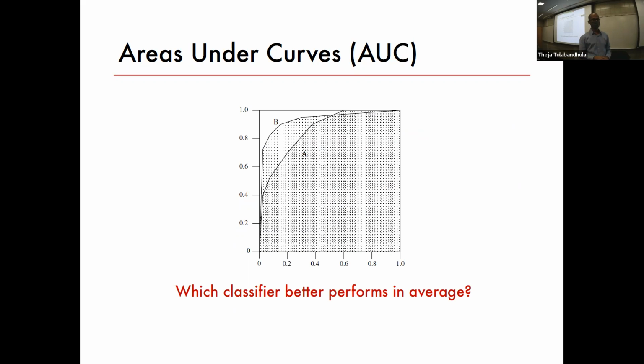Here's a simple diagram with B and A. Which classifier performs better on average? The answer is B, because B has more area under the curve, so it has a higher AUC value.